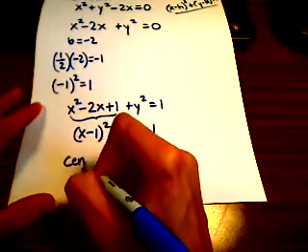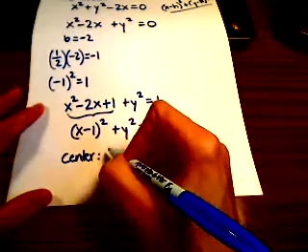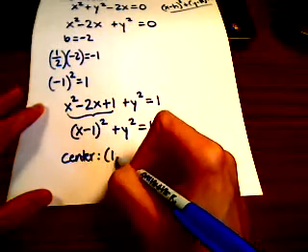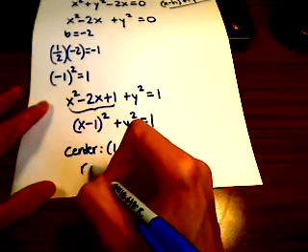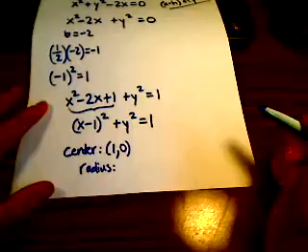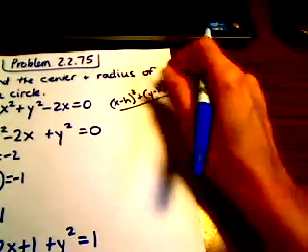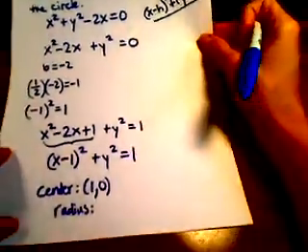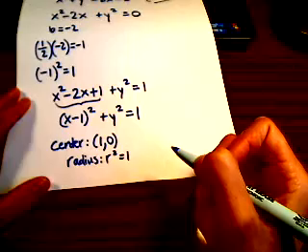Okay, so it's in the form now that we can identify the center and the radius. So the center is going to occur at 1 for the x and 0 for the y. And the radius is always going to be the square root of whatever this number is over here, because our form says that when we get it in this form, there's an r squared over there, and r is the radius. So r squared here is actually equal to 1.